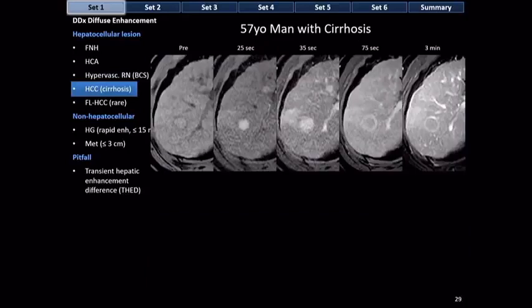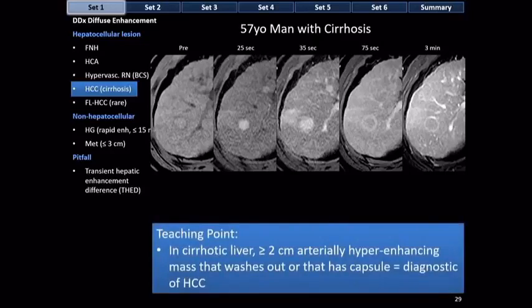This lesion's also bigger than 2 centimeters. This lesion does not wash out. If you look at the middle of the lesion at 75 seconds and 3 minutes, it's exactly the same as the background liver, but notice that this lesion has a very distinct capsule appearance. So again, the teaching point is that if it's bigger than 2 centimeters, arterial phase hyperenhancing, washes out or has capsule, this one has a capsule but not washout, it's diagnostic of HCC.